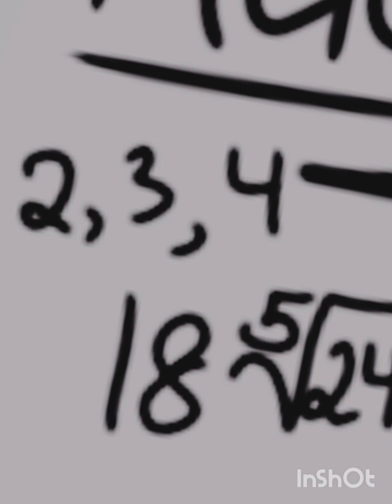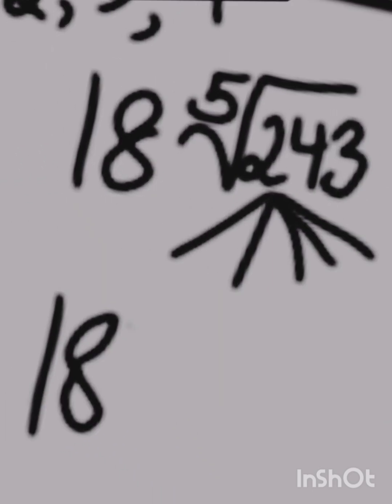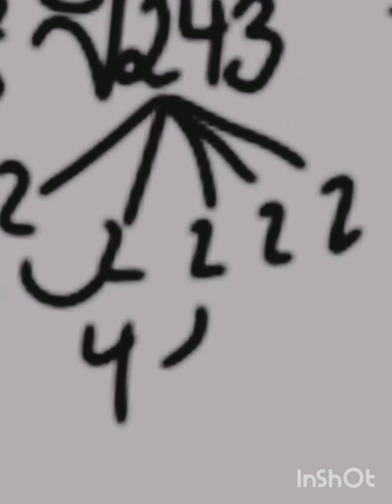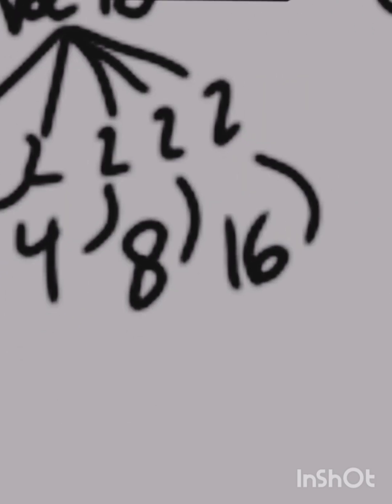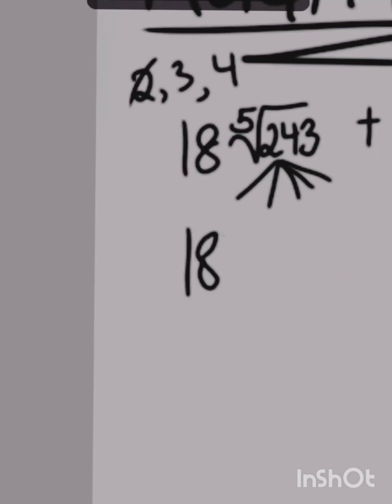So first, let's see. Let's divide this into 5. Now, we will try 2. Let's see if it's correct. 2 times 2 is 4, 4 times 2 is 8, 8 times 2 is 16, and 16 times 2 is 32, which is not correct. We didn't find the fifth root of 243 with 2, so it's not 2. Now let's try 3.